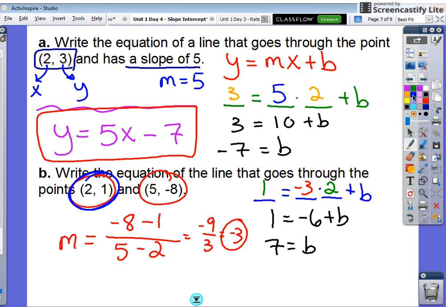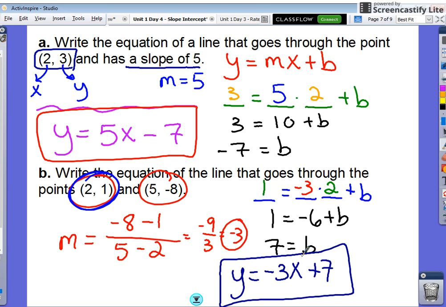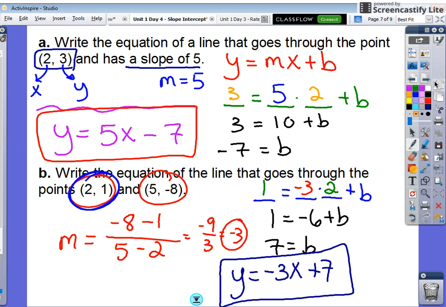So what's my actual equation? The actual equation is y = -3x + 7. So there are lots of different ways to get our equation, whether we're given the slope and a point or whether we're given 2 points. We can find the slope first and then plug one of those points back in. That allows us to find the y-intercept. Bring it all back together, and present your final answer as y = mx + b. All right, hopefully that's making sense.